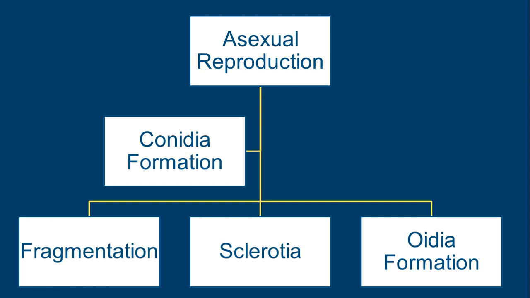The second is fragmentation. Not only in Penicillium, fragmentation is also common in other groups of fungus. It is a very common mode of reproduction in fungus. Third, sclerotia. And the fourth one is the oidia formation. Let us take these asexual reproduction modes one by one in detail.